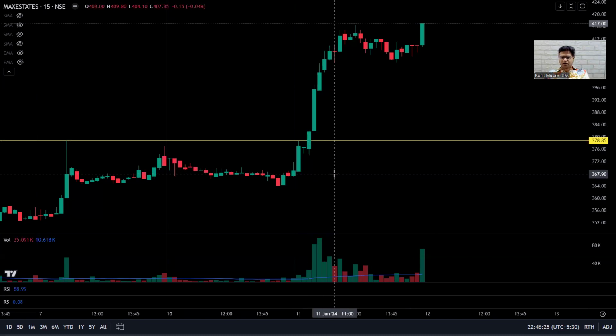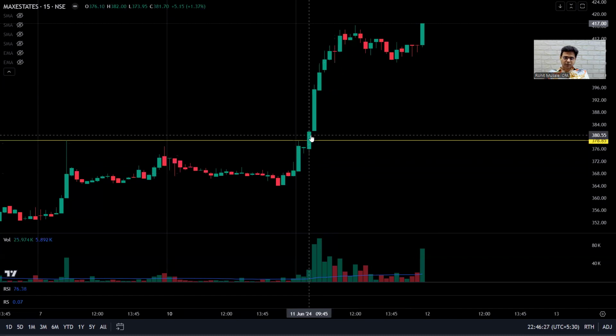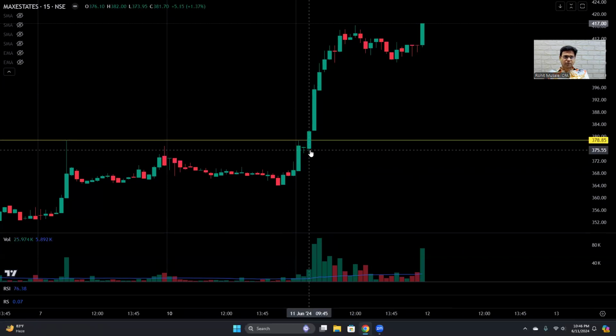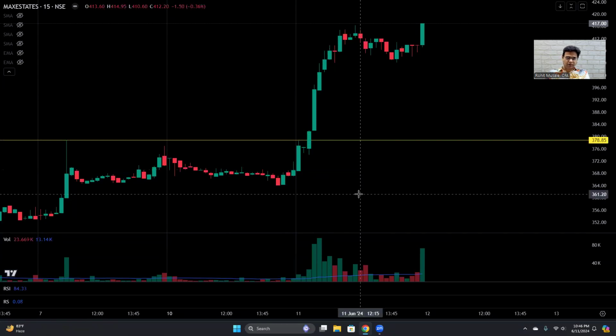Lower shadow is always bullish. So there is good reason for us to buy the stock here. The closing price of this candle is 381.70, which is my buy point. So let me draw a line here.